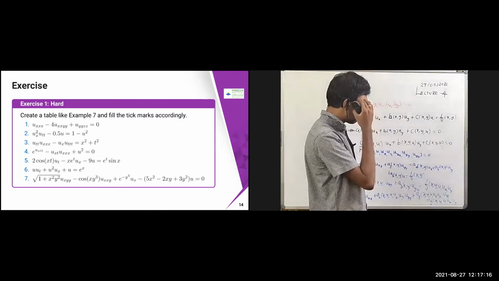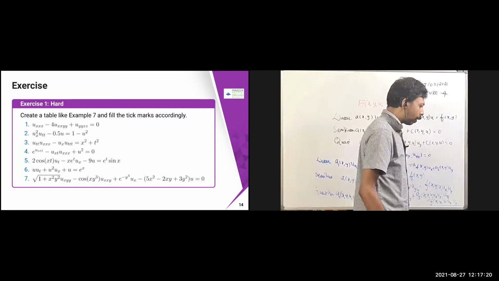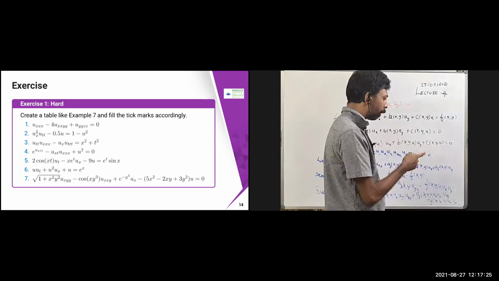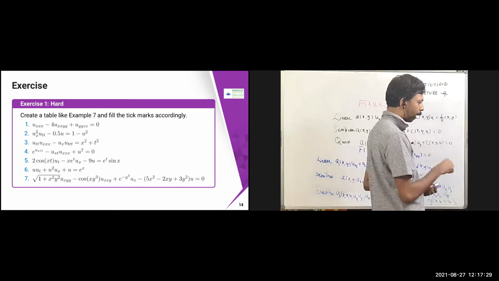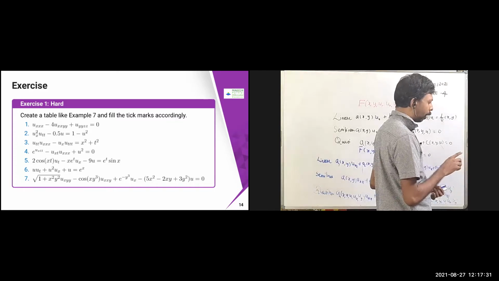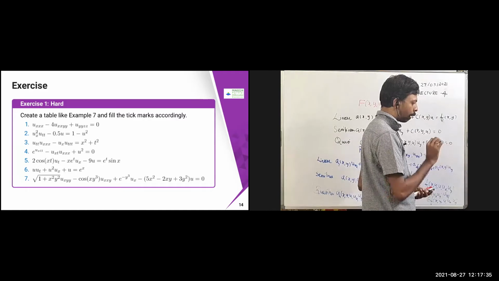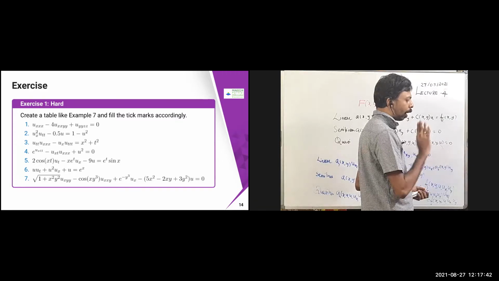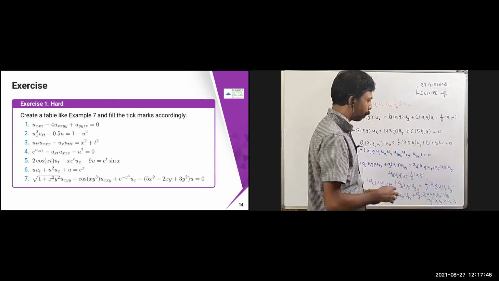This exercise many of you have already solved. There were one or two mistakes. The mistake some people made was in the second example. They saw 1 minus u square and some people classified it as homogeneous. It's non-homogeneous because 1 is there. Even if you put the minus u square on the left hand side, the right hand side has 1, so it is a non-homogeneous PDE.